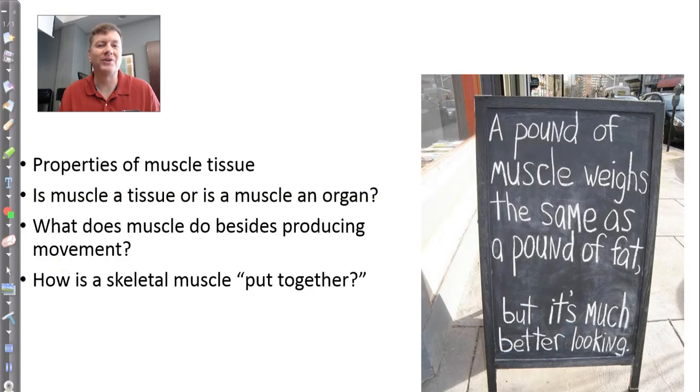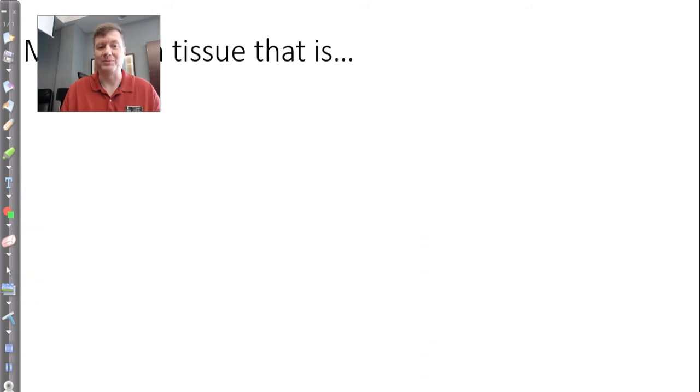One, what are some properties of muscle tissue? And when we say muscle, are we talking tissue? Are we talking organ? What does muscle do besides producing movement? And how is a skeletal muscle put together? And more specifically, we're going to talk about the muscle fiber, which is the same thing as a muscle cell. And you'll see that'll make more sense to you in just a minute.